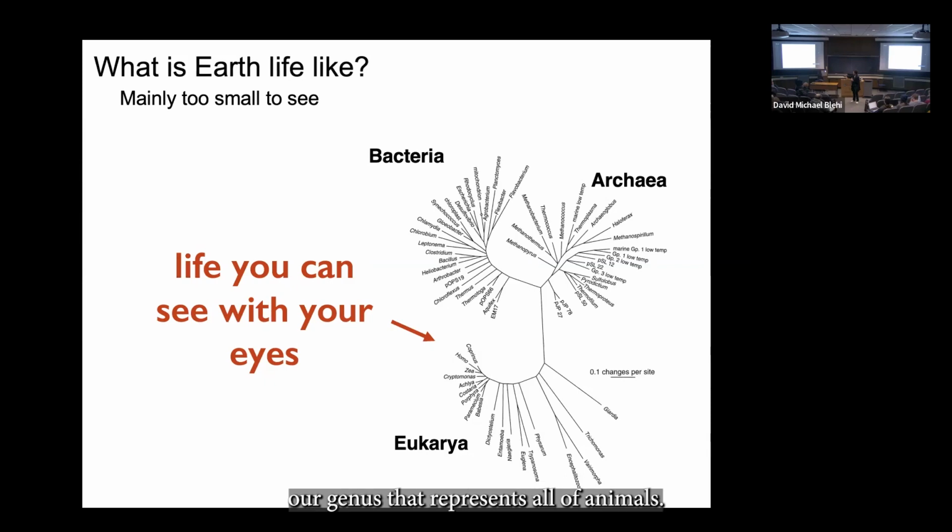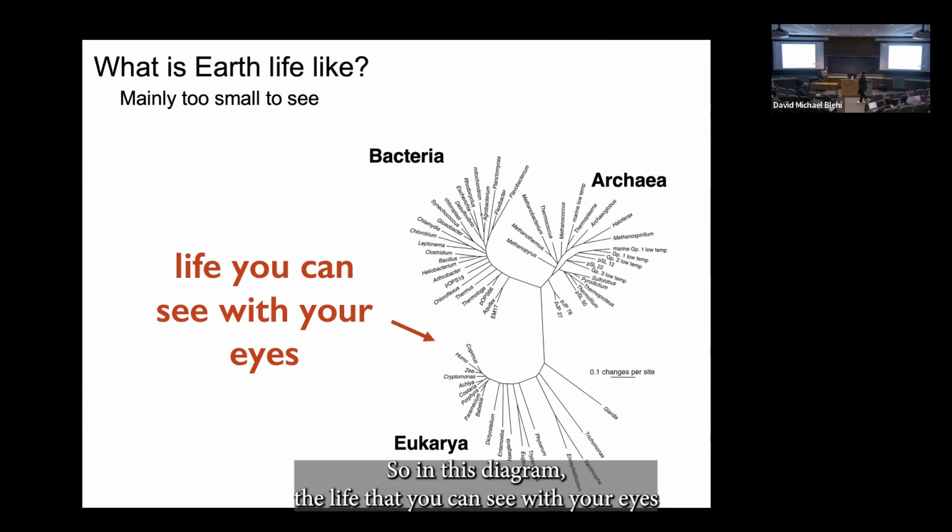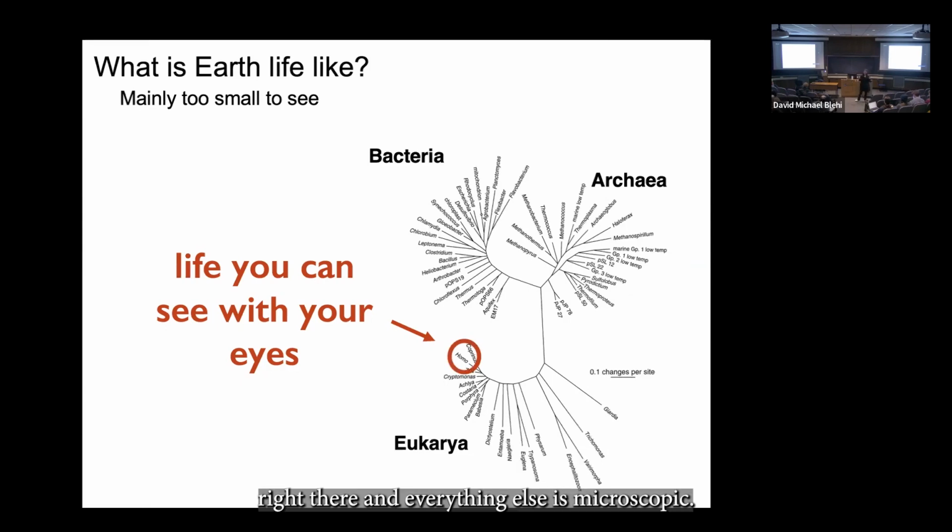That little twig right here that says Homo, that's our genus. That represents all of animals. This Coprinus, that's a fungus. That's all of fungi. And this Zea, that's the genus of maize, and that represents all of plants. So in this diagram, the life that you can see with your eyes is right there, and everything else is microscopic.